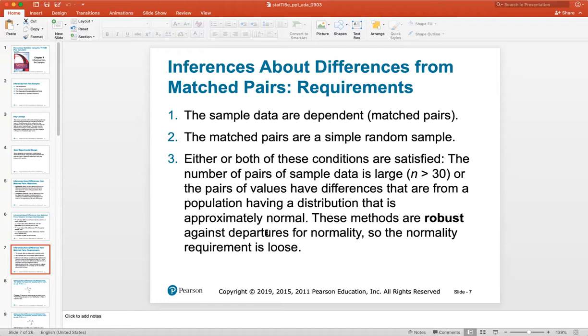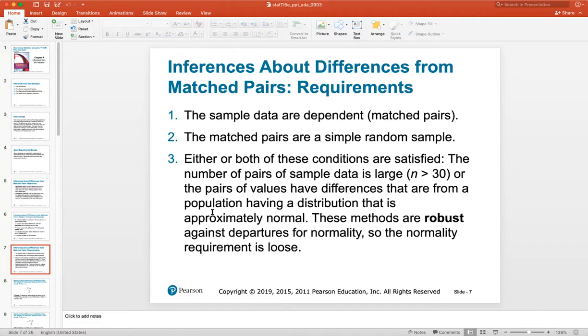Now here are the requirements. This is pretty much the same as the requirements we have seen in 9.2. The sample data must be dependent, which means matched pairs. But in 9.2, one of the first requirements was what? The two sample data sets must be independent, right? But here, the sample data are dependent. The matched pairs are a simple random sample.